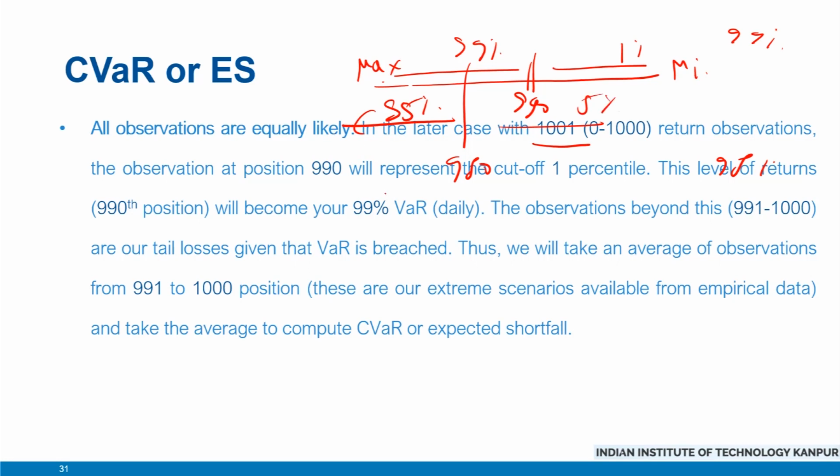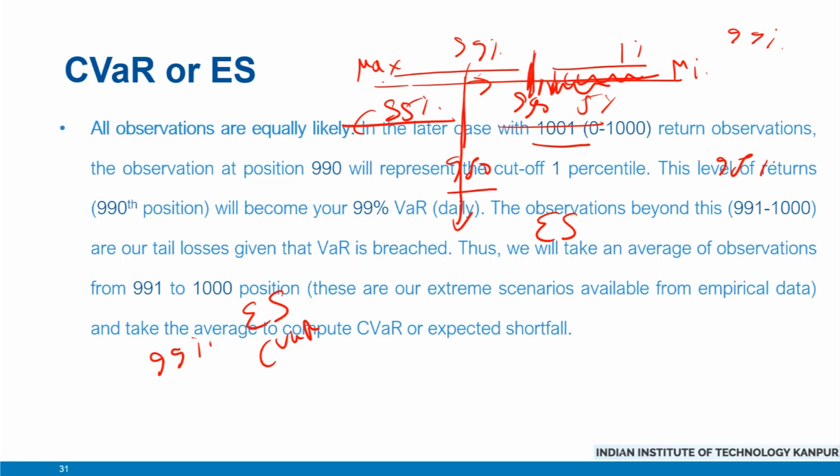Now, with the CVaR or ES, the idea is that this corresponding value of loss is already breached. That means we are already on the right side of it, on the negative loss side. And therefore, the way to approach this problem is to find all the values. Let's say we are looking at 99% expected shortfall or CVaR. Then the idea is to pick up all the values that are higher than this 990th position, on the right side of it, and take the average of them. That average would be the expected shortfall, or expected value of loss given that 99% VaR is breached.